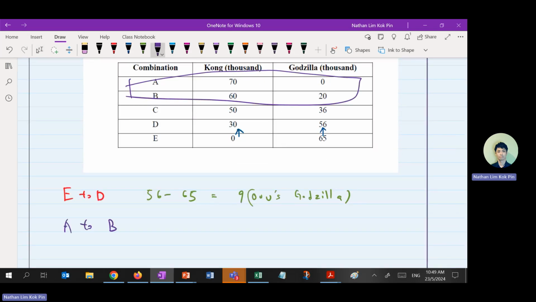So from A to B, how do you calculate? You must remember there's a formula: decrease over increase. Right? Decrease is how much from A to B? Decrease is this one, ma. So it's 10, ma. This one is increase, ma. So together is half. Which one is decrease? Kong per Godzilla, like that. Same thing. No units, minus half mark, if your value is correct.